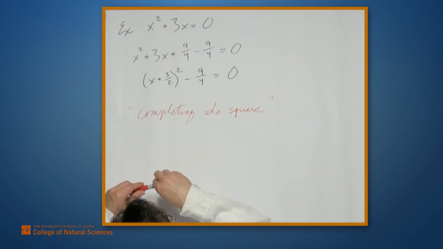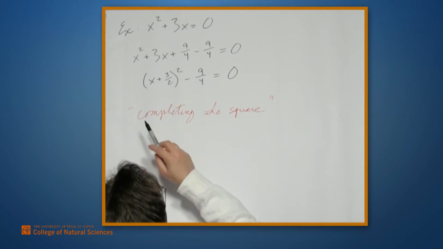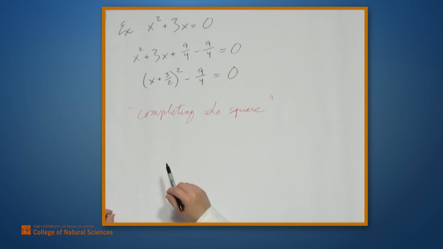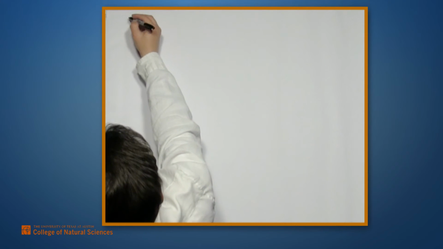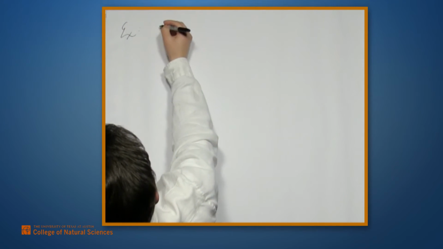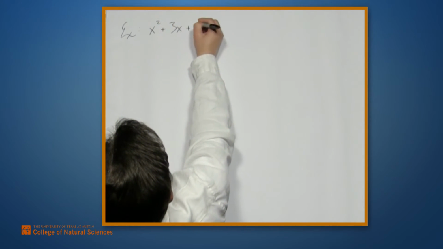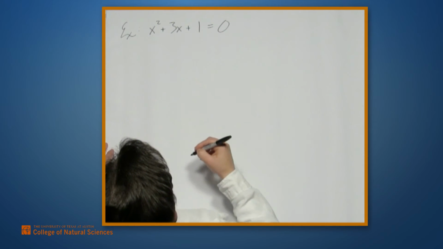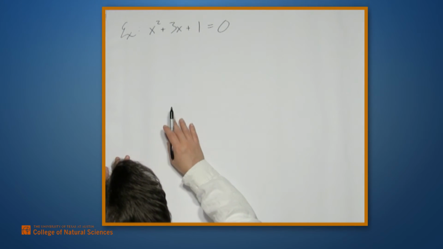Right, our goal is to take something like this and get this square part from it. Let's take a look at one more example. Let's look at x squared plus 3x plus 1 equals 0. We didn't have this plus 1 there before. Our approach doesn't change, so don't let this confuse you.